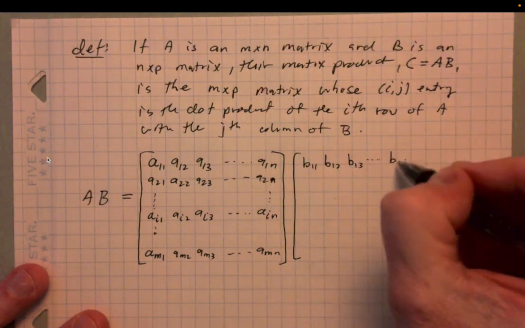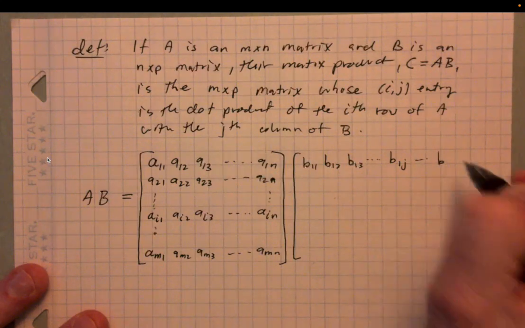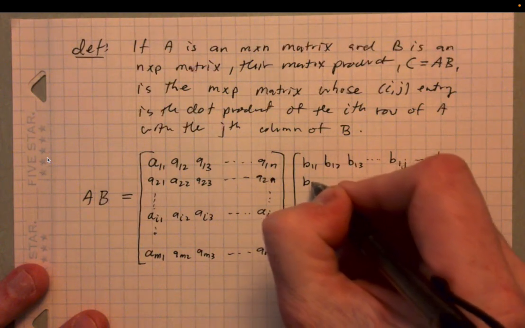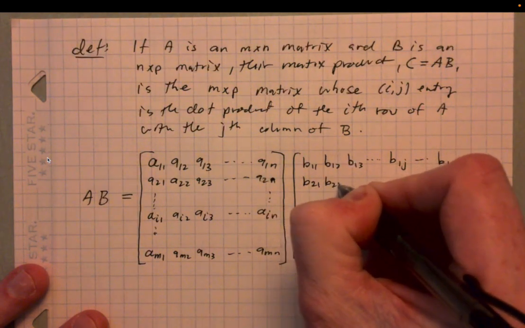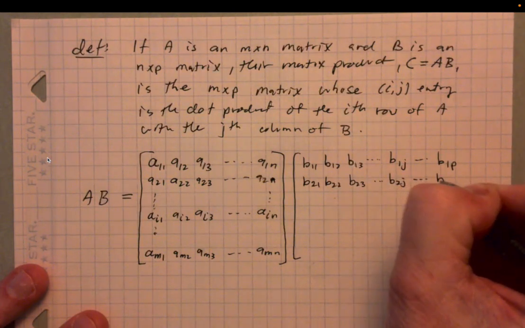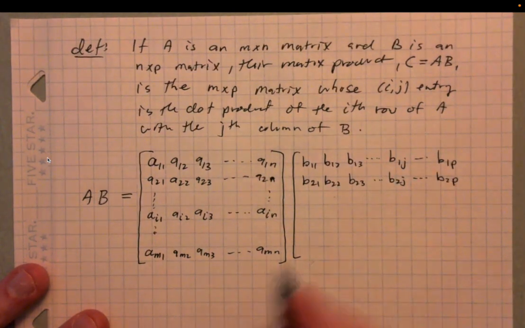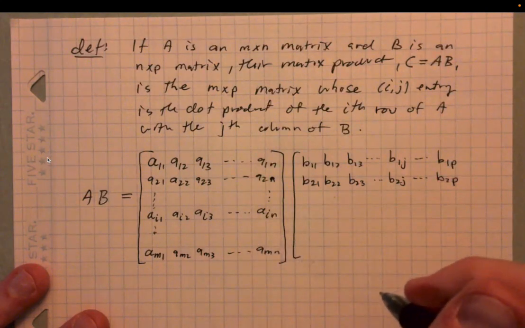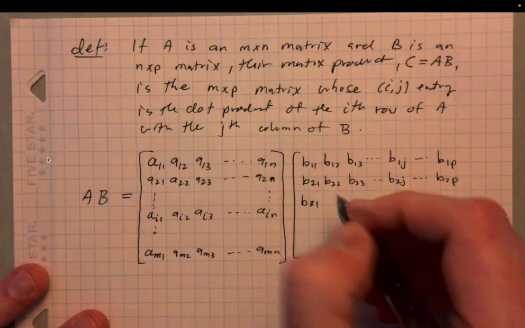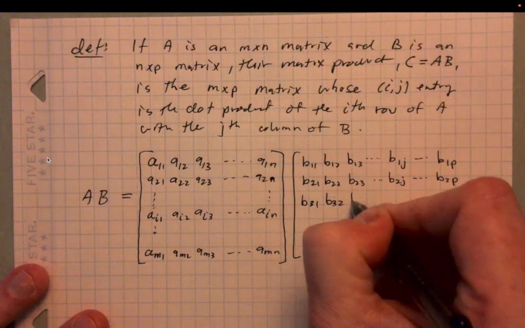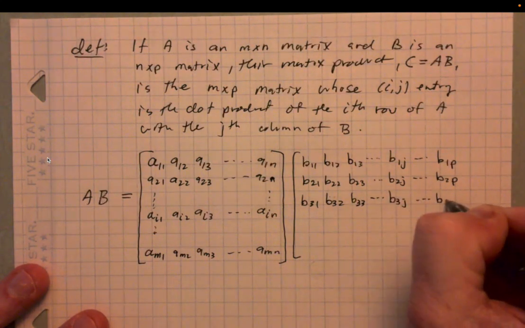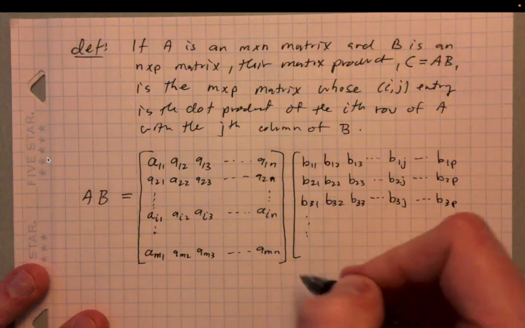That's the first row, jth entry, all the way over to B1P. Okay, let's put another row: B21, B22, B23, dot, dot, dot, B2J, dot, dot, dot, B2P. And let's put another one just to make the picture nice: B31, B32, B33, B3J, dot, dot, dot, B3P. And then we'll just go all the way down.